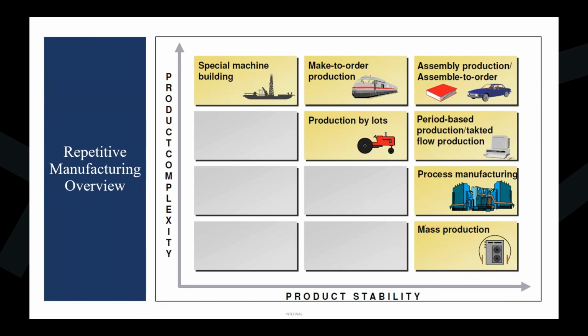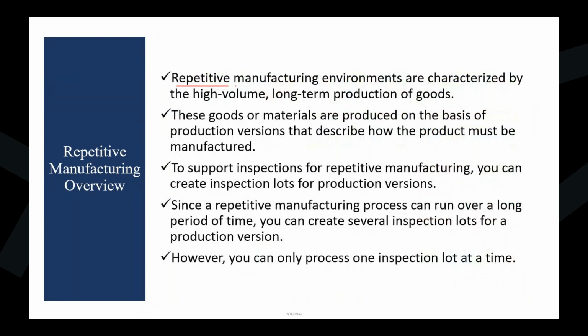Repetitive manufacturing environments are characterized by the high volume, long term production of goods. That's what I told you, the same product is continuously manufactured. These goods or materials are produced on the basis of production versions that describe how the product must be manufactured. I will show you this production version.